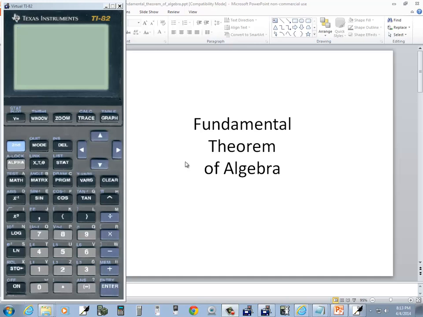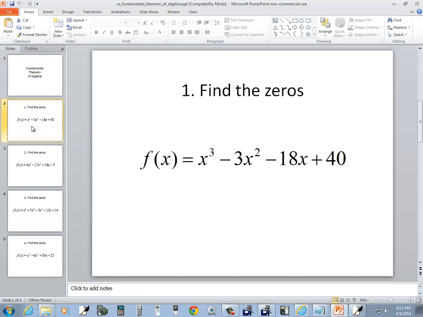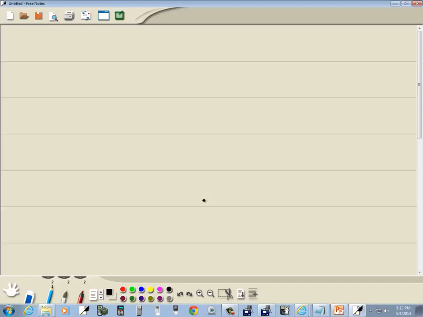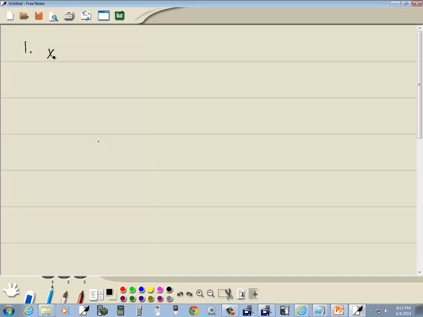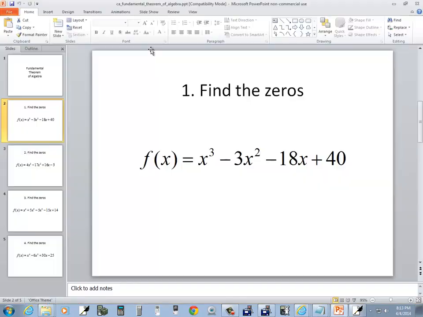Let's take a look at the fundamental theorem of algebra on a TI-82 calculator. And our first problem we'll look at is this one. The instructions say to find the zeros. When I say find the zeros, they mean set that equal to 0. So we're going to have x to the third minus 3x squared minus 18x plus 40, and we'll set it equal to 0.